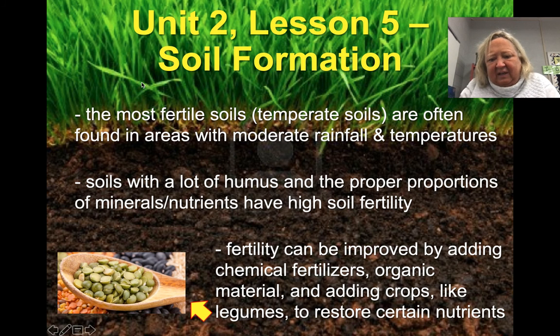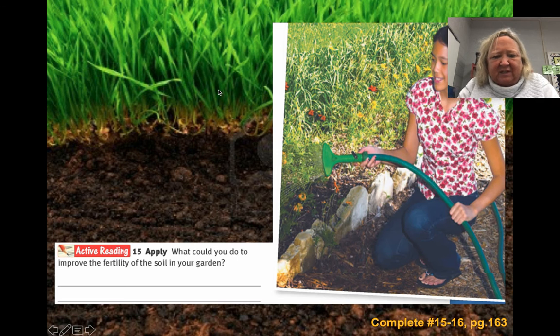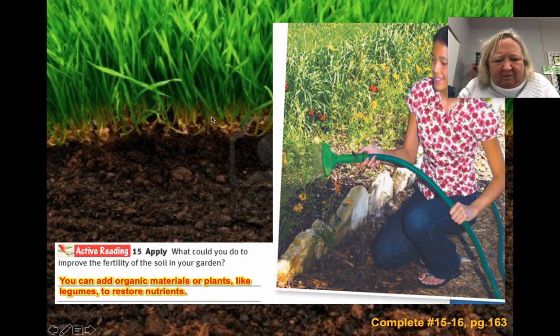Fertility, obviously, as our farmers know around here, they add chemical fertilizers, organic material, which could be a variety of things, and adding different crops. Farmers around here will plant corn one year and beans the next because it changes up the fertility. So real quickly, what could you do to improve the fertility of the soil in your garden if you have one at home? Well, you can add other organic materials or plants to restore nutrients.